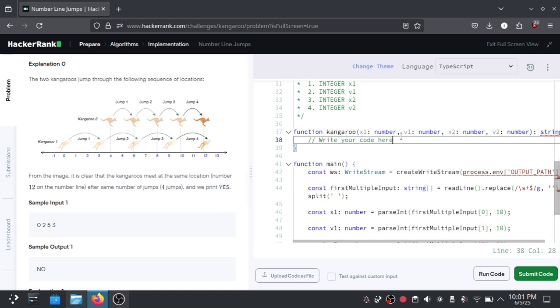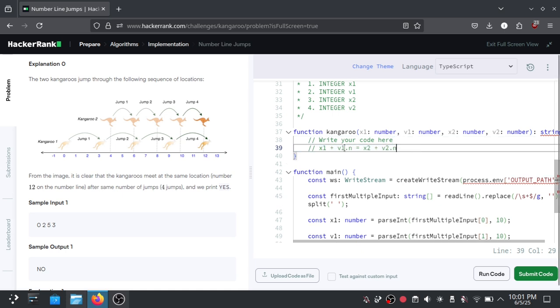And then after I looked up some solutions, I finally figured out using algebra instead of using the while or for loop. So for example, like this, the first kangaroo's position combined with their velocity times n, where n is the number of jumps required in order for them to find each other at the same point at the same time.